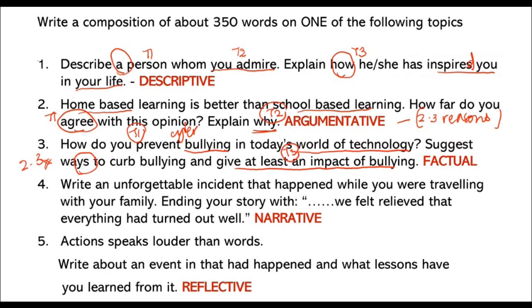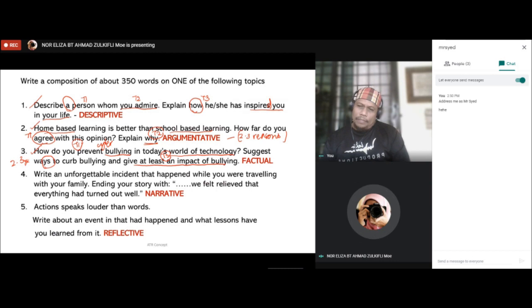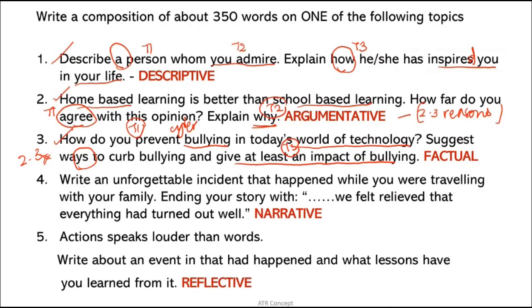And then look at number 4. Okay, just now we have task number 1, task number 2, question number 3: descriptive, argumentative, and factual. Let's go to this narrative. Narrative is about an unforgettable incident that happened while you were traveling. Okay, this is an incident. I realize that some students see incident, and they give many incidents. We don't want that to happen.